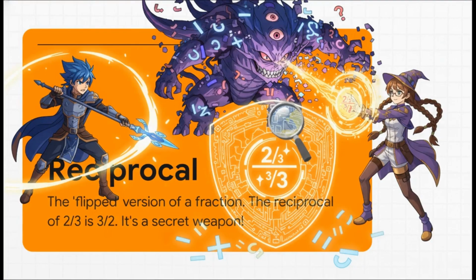And now, for the final boss of this level, fractions. Yeah, I know. But to defeat them, we have a secret weapon. It's called the reciprocal. It sounds kind of fancy, but all it means is the flipped version of a fraction. So the reciprocal of 2 over 3 is just 3 over 2. This little trick is unbelievably powerful. Let me show you why.